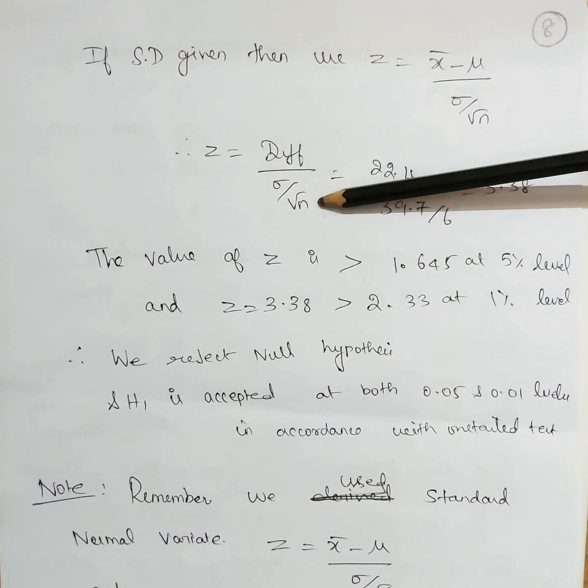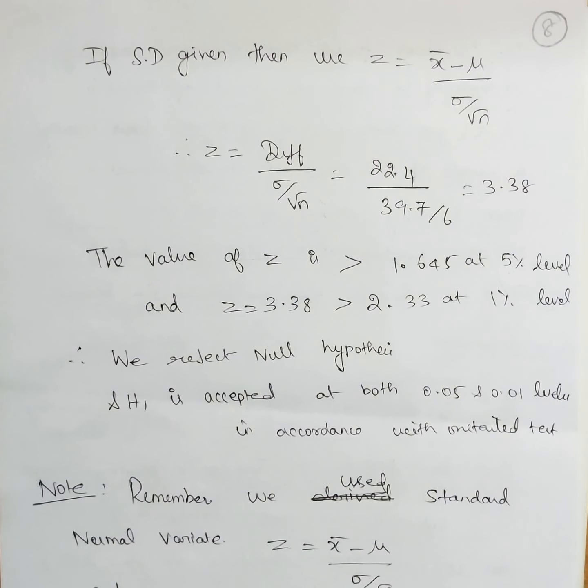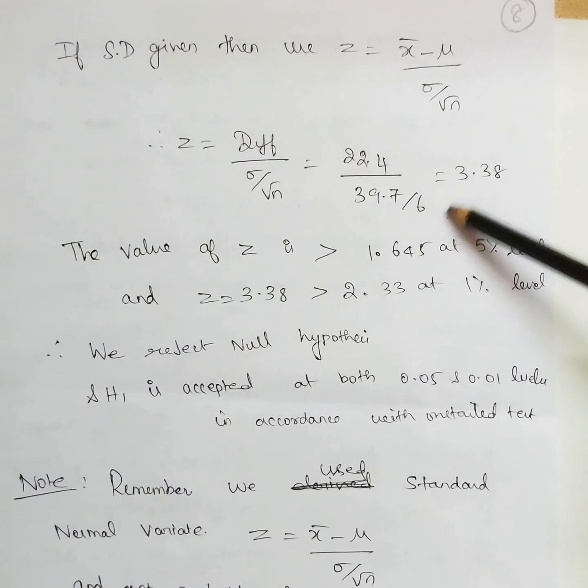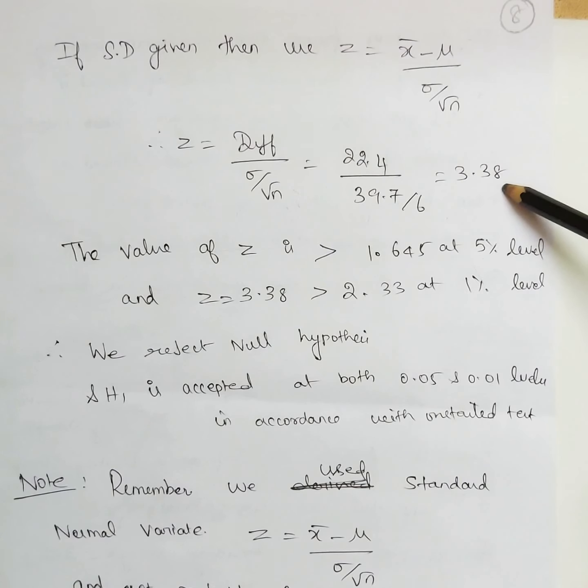So we have total sample size n of 36. So this n is 36. So root n is 6. So we are getting this value 3.38.